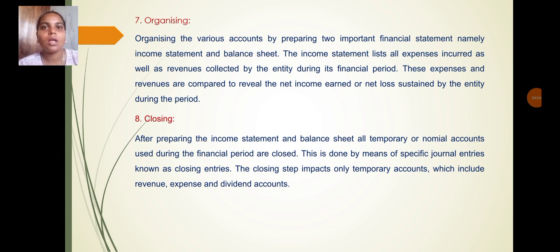Closing. After preparing the income statement and balance sheet, all temporary and nominal accounts used during the financial period are closed. This is done by means of specific journal entries known as closing entries. The closing step impacts only temporary accounts, which include revenue, expenses, and dividend accounts.